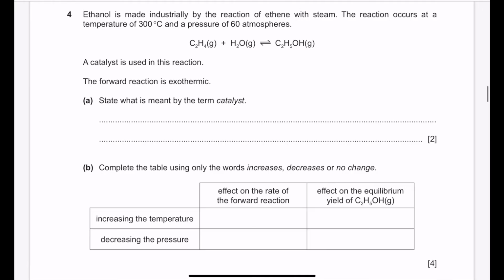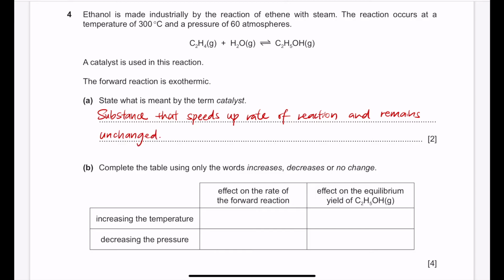Okay, next one. What is meant by the term catalyst? 2 marks. Let me see, catalyst means a substance that speeds up the rate of reaction and remains unchanged. Okay, how do you get 2 marks? Speed up rate of reaction, 1 mark. Remains unchanged, 1 mark.